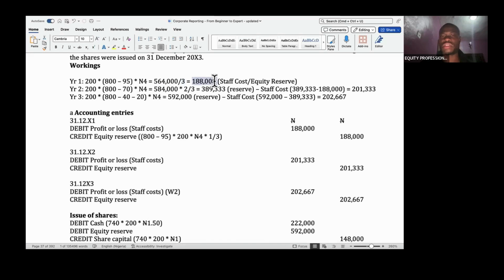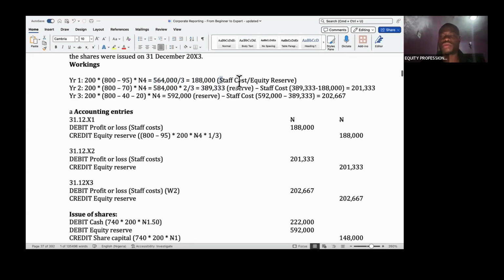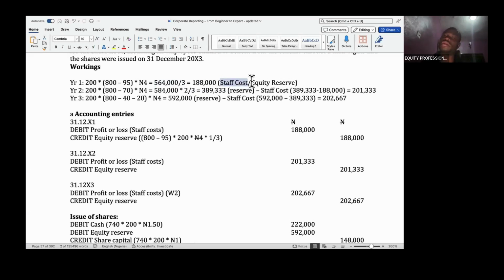So 188,000. One leg will go to staff cost in P&L, the other leg will go to equity reserve in the statement of financial position. In year two, 200 multiplied by 730, which is 800 minus the estimate of total departure, multiplied by the fair value of the option at the grant date. So 584,000 multiplied by 2 over 3, that gives us 389,333.